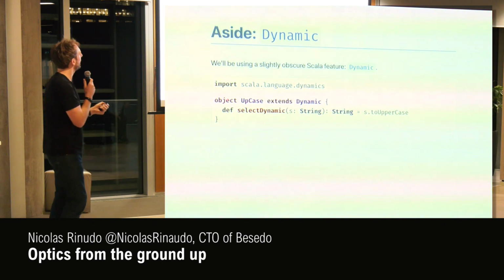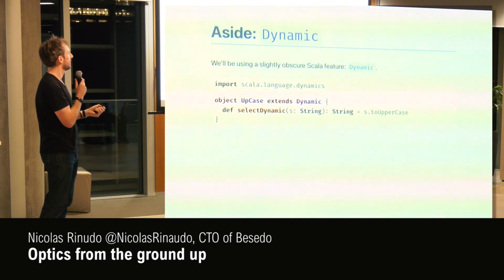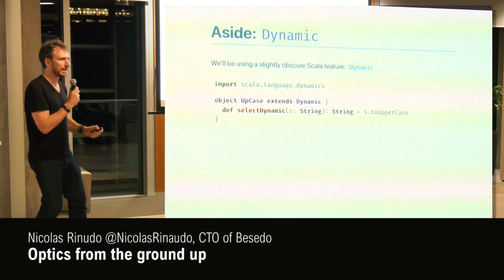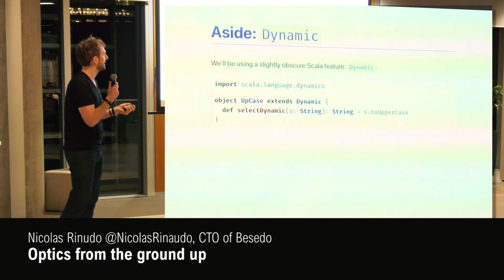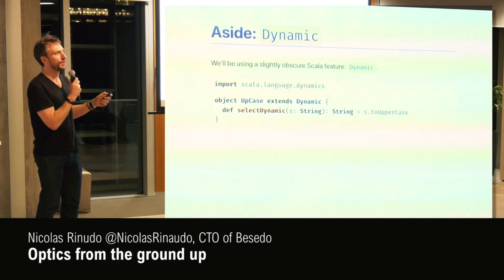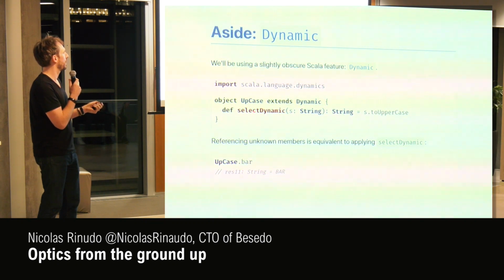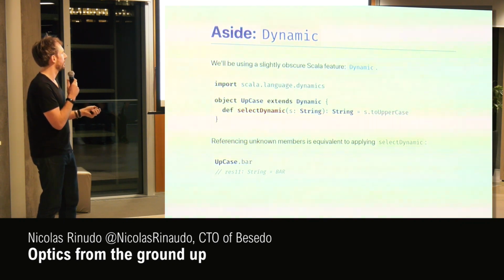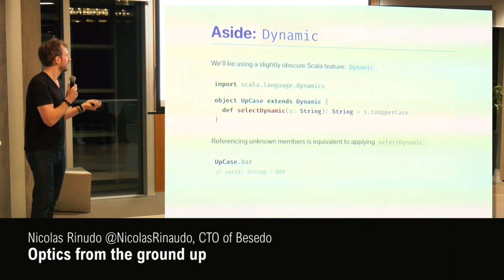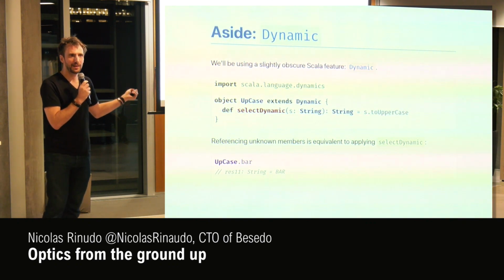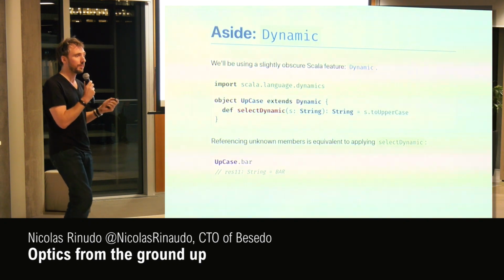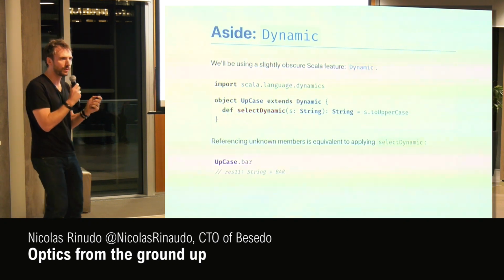So if I have the subject upcase, that extends dynamic, what's going to happen is that whenever I access a field of upcase that is not defined, it's going to turn that into an argument to the method select dynamic. So here, I call bar on upcase. Upcase doesn't have a bar method, so it's going to pass bar to select dynamic, which returns bar as an uppercase string. It looks weird. It's great. It's very obscure. It's really, really great. It's completely safe. It doesn't feel that way, but believe me, it is.